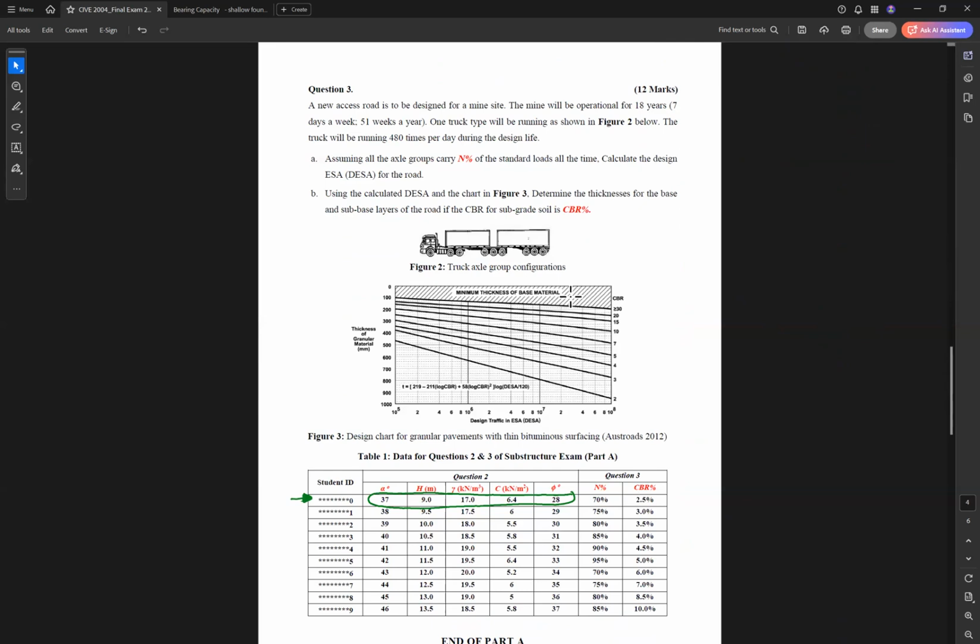The next one has two parts. A new access route is to be designed for a mine site. The mine will be operational for 18 years, 7 days a week, 51 weeks per year. One truck type will be running, as shown in figure 2. This is the running truck. The truck will be running 48 times per day during the design life. Assuming all the axle groups carry n% of the standard load, calculate the design DSA of the route.